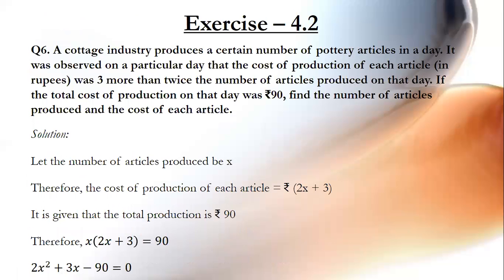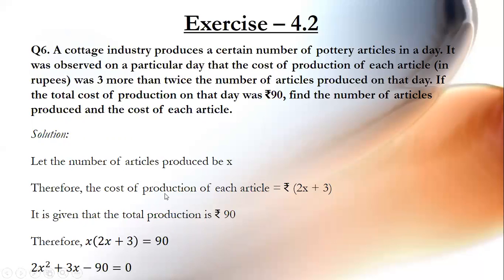Now moving on to the sixth question. A cottage industry produces a certain number of pottery articles in a day. It was observed on a particular day that the cost of production of each article in rupees was 3 more than twice the number of articles produced on that day. If the total cost of production on that day was 90 rupees, find the number of articles produced and the cost of each article. So we are assuming the number of articles to be x.